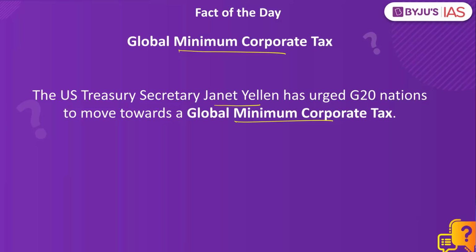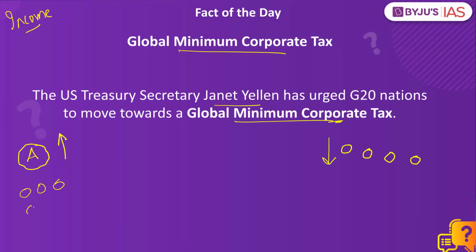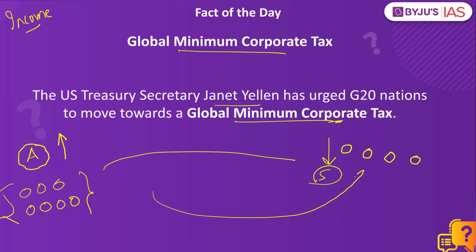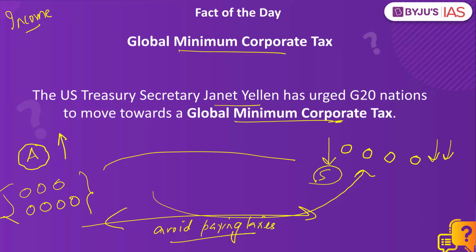What does that mean? Let me try and make it as simple as possible for you. As individuals, we pay income tax. Companies, they also pay corporate tax. Now what happens? Let's say, for example, this is a country A where the corporate tax rate is very high. And then there are these smaller countries where the tax rate is very low. So what the organizations or companies will do in this country A, they will establish subsidiaries in these countries where the tax rate is low, and ultimately why they would do that? To avoid paying taxes or to avoid paying more taxes.